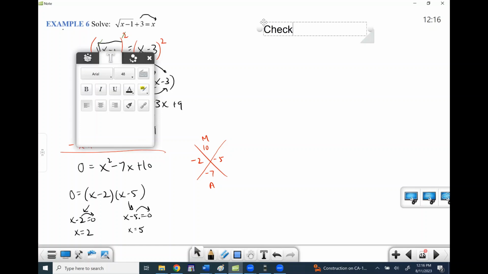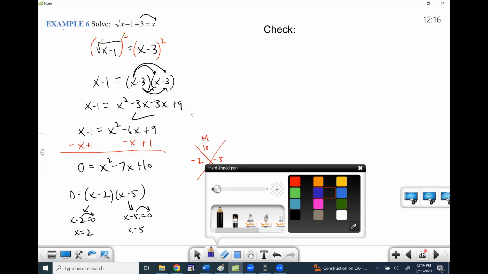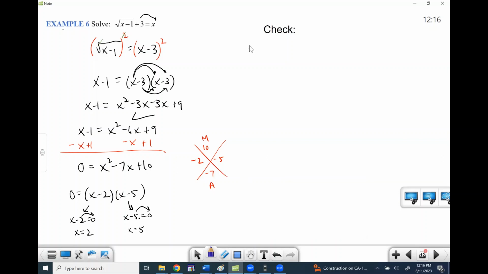Now make sure that you check in the original. If you check somewhere else along the way, you might end up getting that they are correct answers when they're not. So don't pick any random line to check in. We're going to check it in the very original. So this is us checking x equals 2. And then over here, we'll check x equals 5.